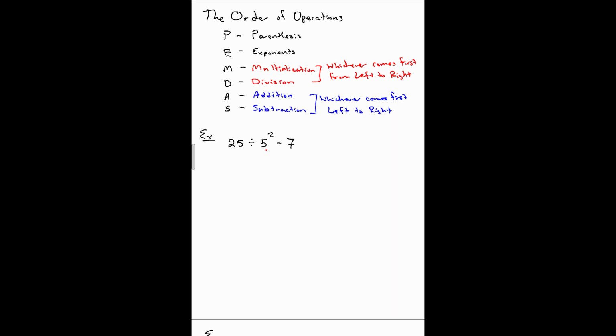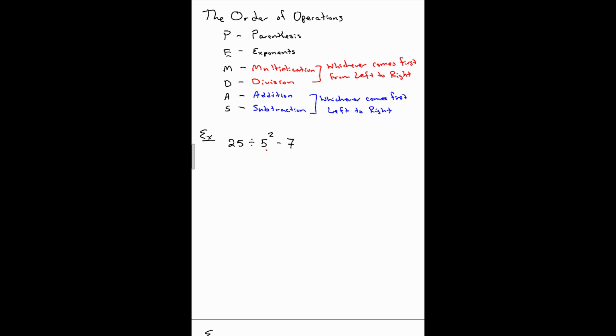P represents the parentheses or brackets. Parentheses and brackets mean the same thing when we're talking about algebraic expressions. E is for exponents, then multiplication and division, and addition and subtraction. I have multiplication and division as one color and addition and subtraction as the other color, mostly because there are caveats to those.